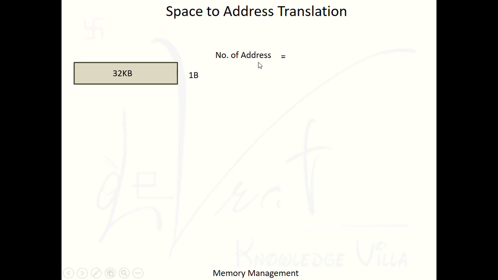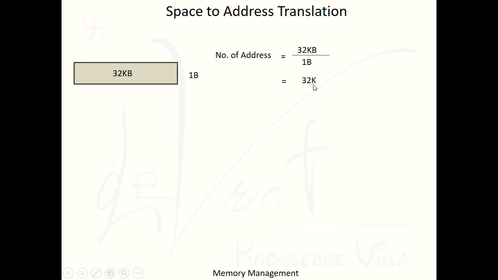So how will we be able to find out? We have a total memory size of 32 KB. We will divide 32 KB by the size of each address. Get it? So 32 KB divided by 1 byte. 32 divided by 1 is 32, and with the byte gone, only kilo remains, so it will be 32 kilo. Get it?